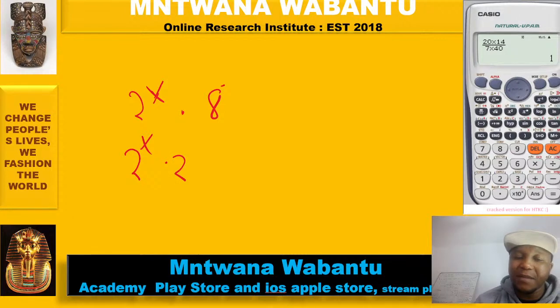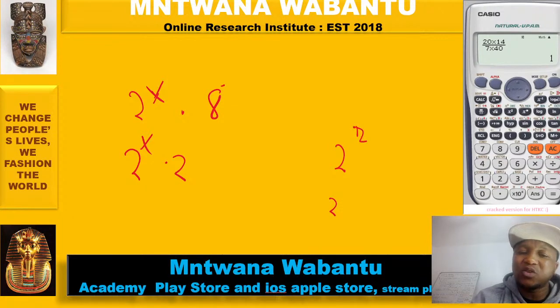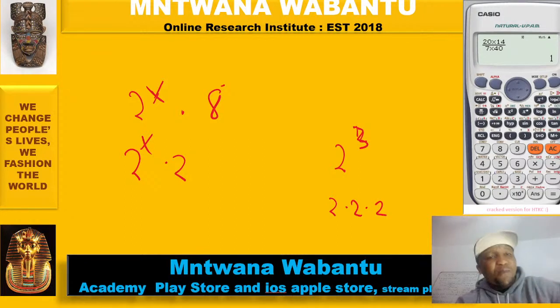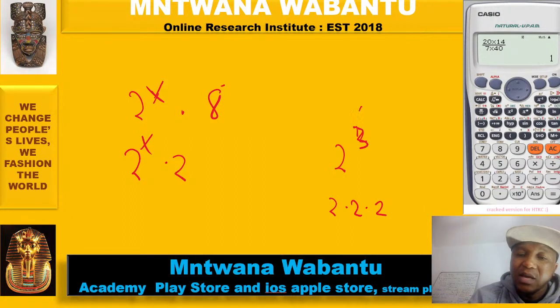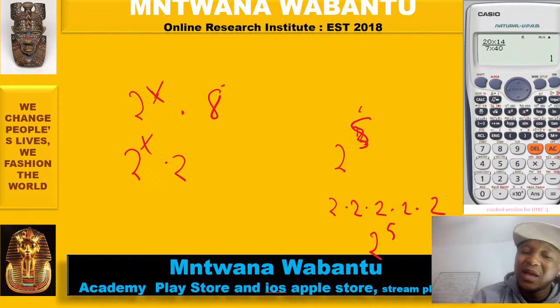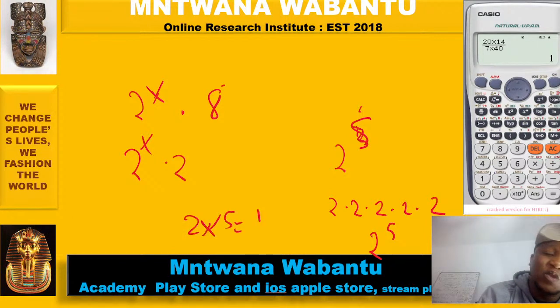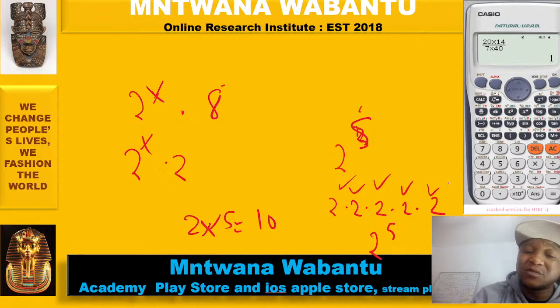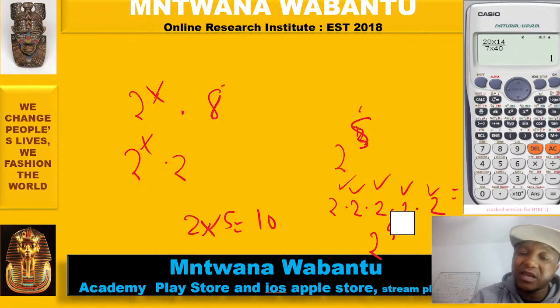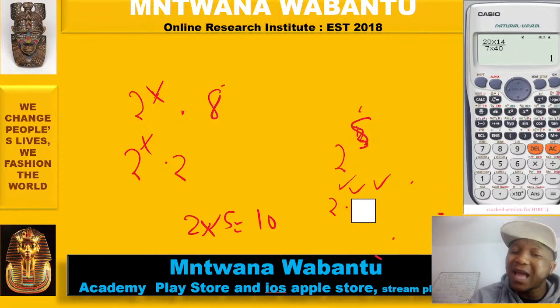Let me show you on the calculator how to do that. What is 2 power 1? 2 power 1 is 2 itself. 2 power 2 means 2 times 2. 2 power 3 means 2 multiplied by itself 3 times. 2 power 5 means 2 times 2 times 2 times 2 times 2, there are 5 of them. Do not confuse it with 2 times 5, which equals 10. 2 power 5 equals 32. Power and times are two different things.